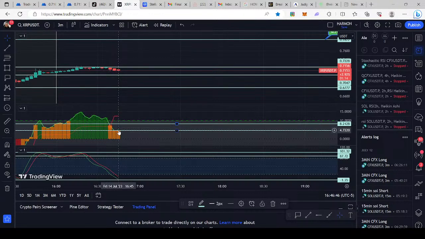So currently, we already know that this pullback is based on the 15 minute. If you go to your 15 minute, you'll see that the 15 minute is headed down. Okay, yeah, mine's starting to curve, but it's not down yet. Yeah, so this is the pullback. This is just a retest on the 15 minute.